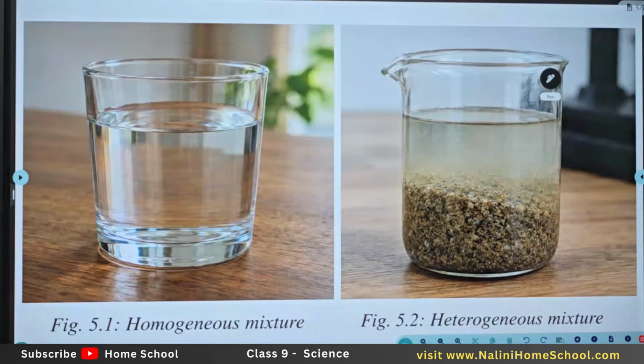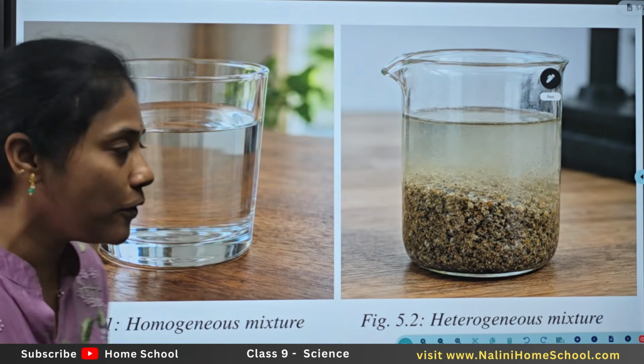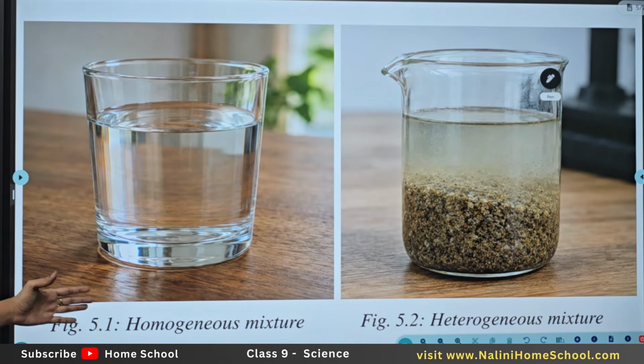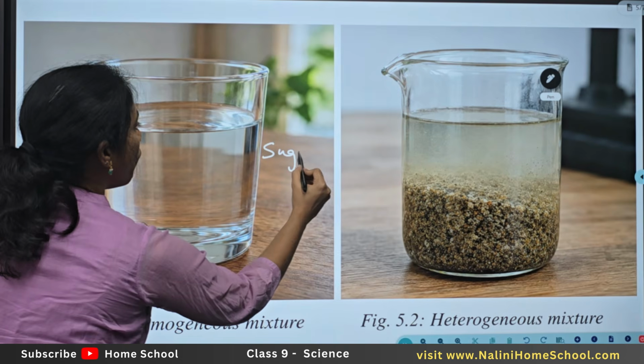Now if I have to show you examples of homogeneous and heterogeneous mixtures, look at here. This is actually sugar water.